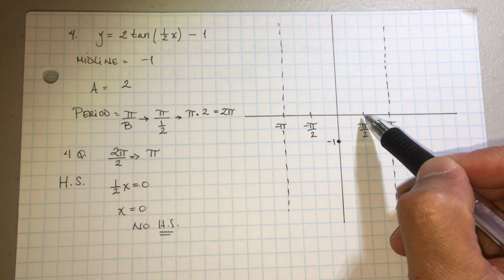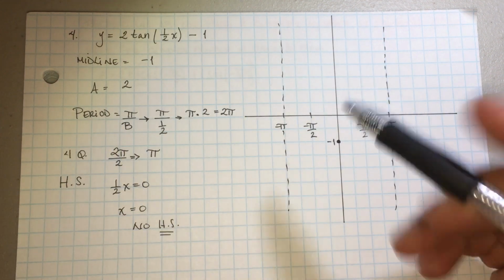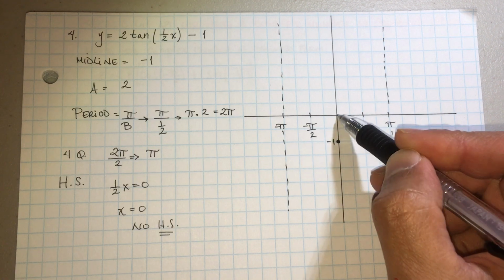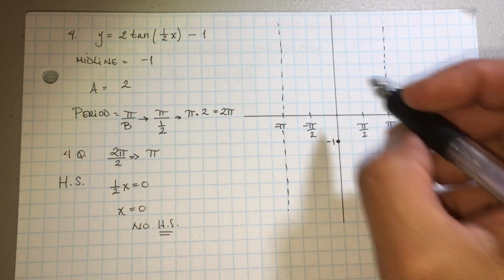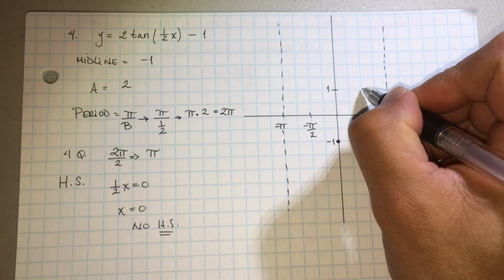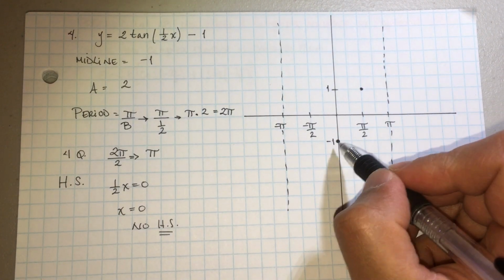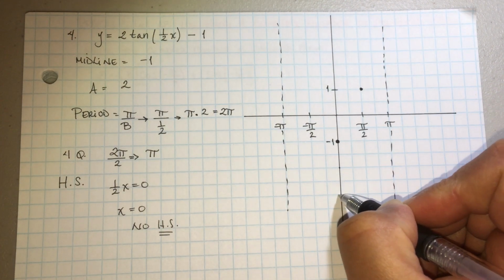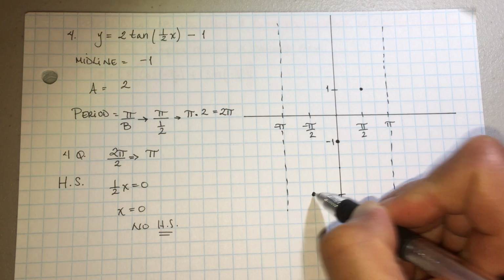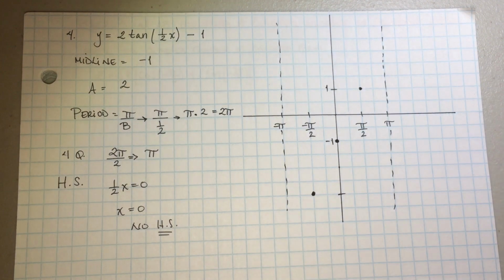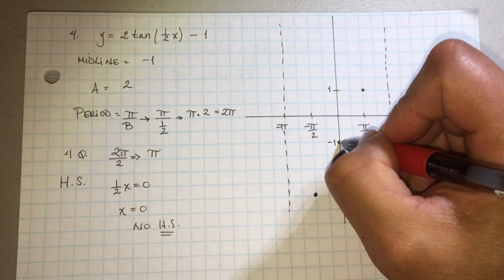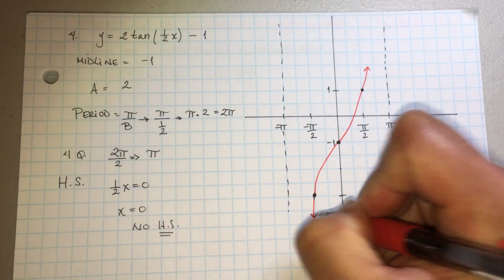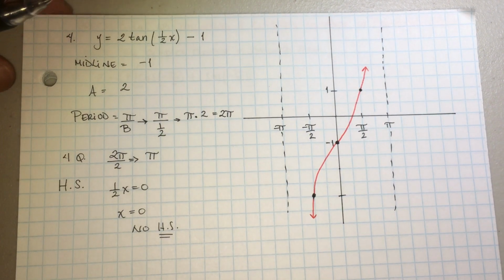So from here, by the time I get to here, I need to be at the amplitude. What's my amplitude? 2. So from here, you're going to go up 1. Remember, I'm counting every 2. 1, 2. That means it's going to be up here. And by the time I get over here, I should be down 2 units. So 1, 2. Right there. And then I have no horizontal shift, so I can go ahead and just finish graphing it. Just like that.